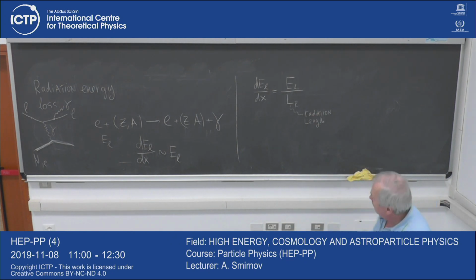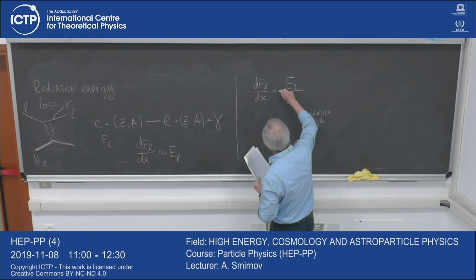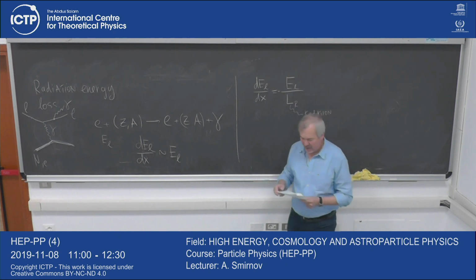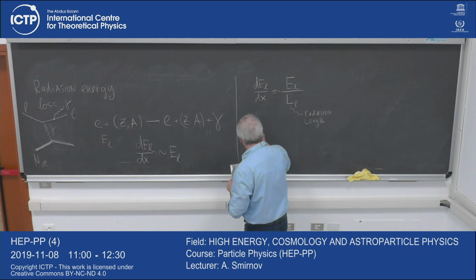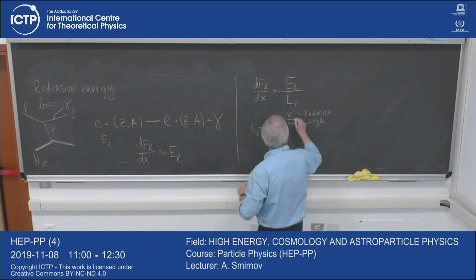So, if radiation length doesn't depend on the energy of the particle, then this equation can be easily integrated. I have forgotten the minus sign here because the energy decreases. And the integration is trivial. I will get an exponent, right? I will get E equals E0, and then exponent minus X over L_R.